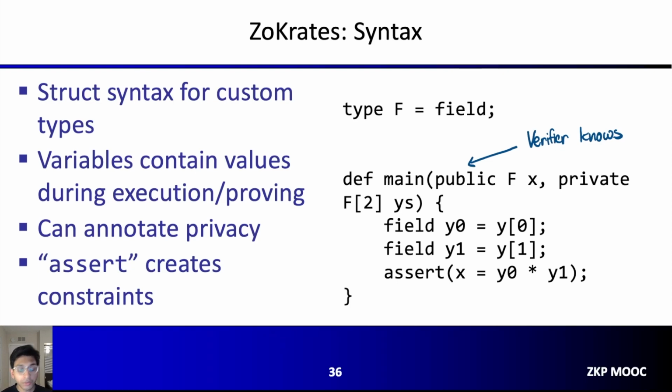Note that this is different from the constrain method that we saw in the ArcWorks approach. Here, assert can take any Boolean expression as input, right? It does not need to take linear combinations as input, but can take any Boolean expression. In this case, it's checking that x equals y0 times y1, but you could put whatever you wanted as long as it evaluates to true or false. Okay, so this is the high-level syntax.